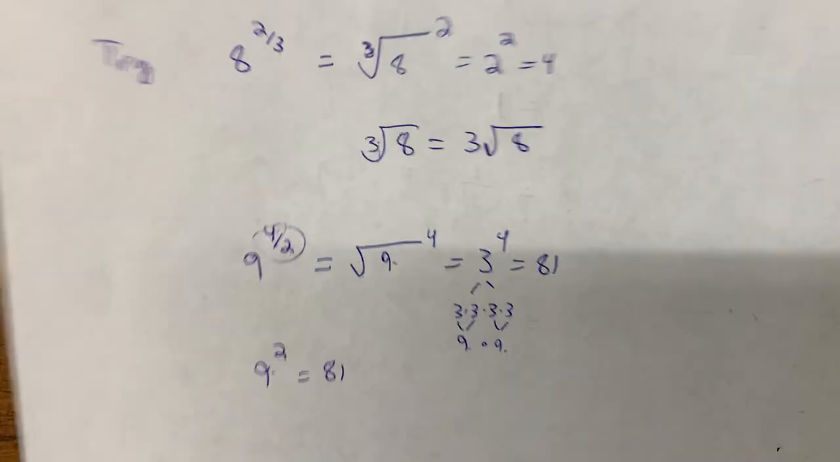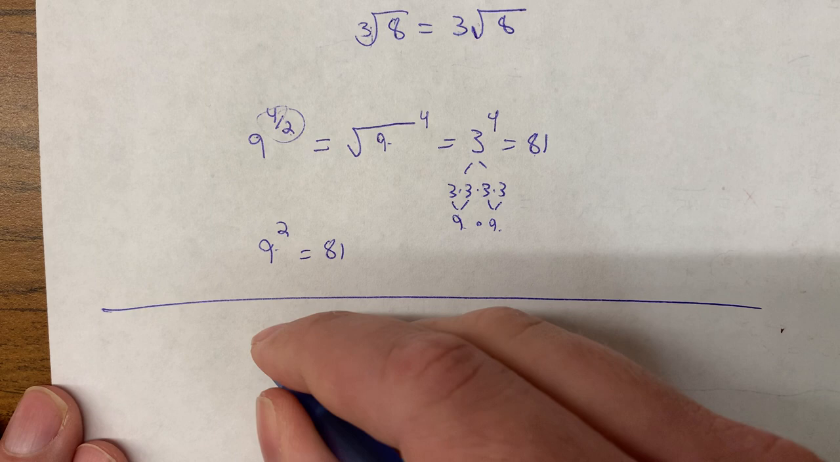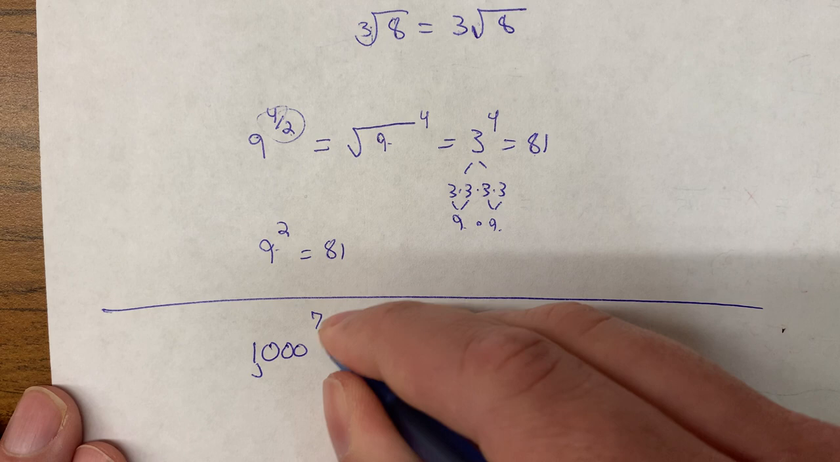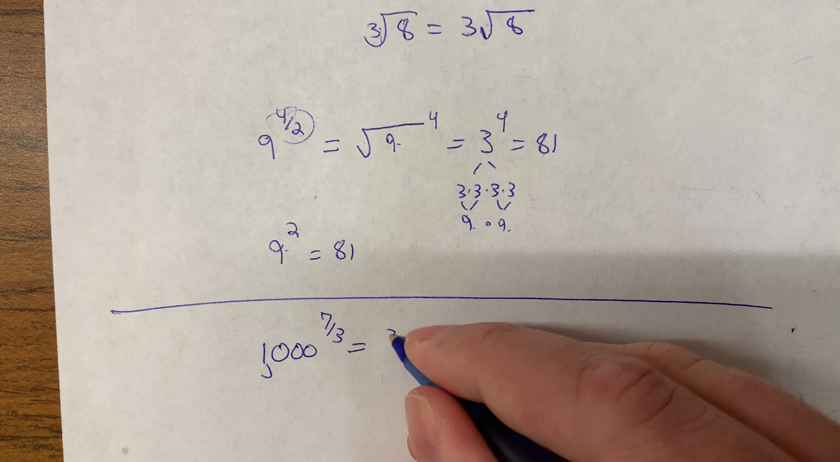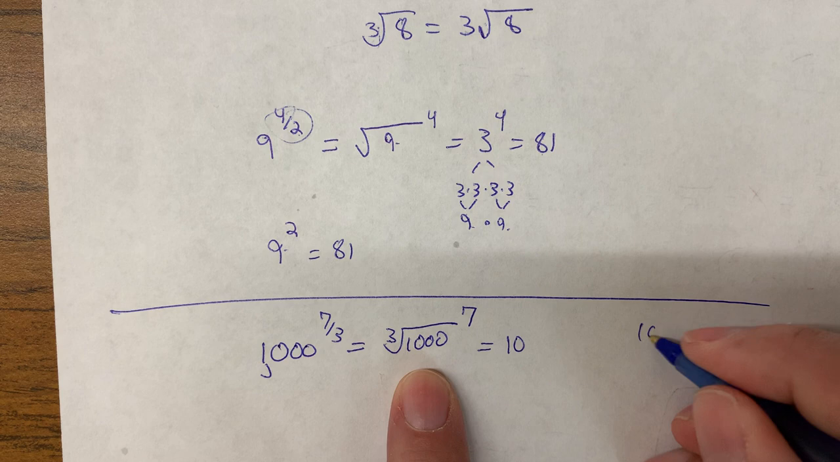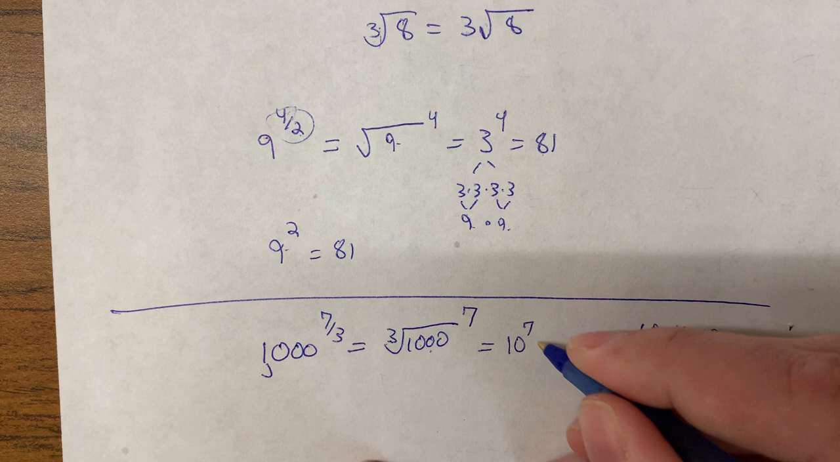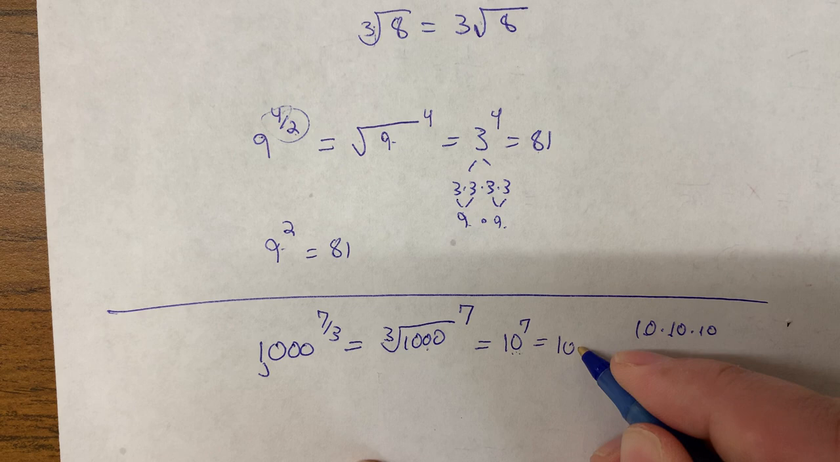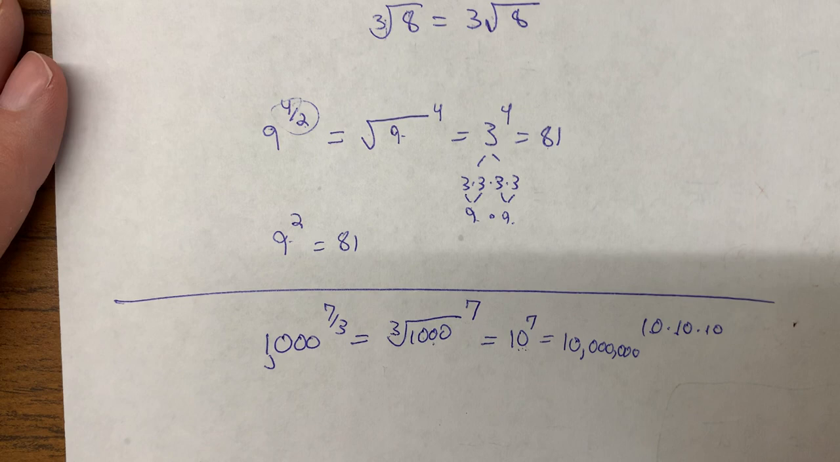All right, let's try one more. Let's do 1,000 to the 7/3 power. So hopefully we know this is the cube root of 1,000 to the 7th power. The cube root of 1,000 means what times what times what gives you 1,000? 10 times 10 times 10, because 10 times 10 times 10 will have 3 zeros. That will give you 1,000. And then we need to do it to the 7th power. And here we're gonna have 10 times 10 times 10 times 10, 7 times. It'll have 7 zeros. So 10 million.